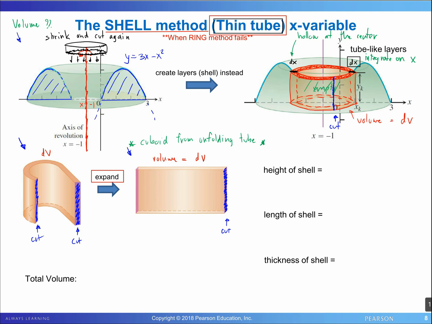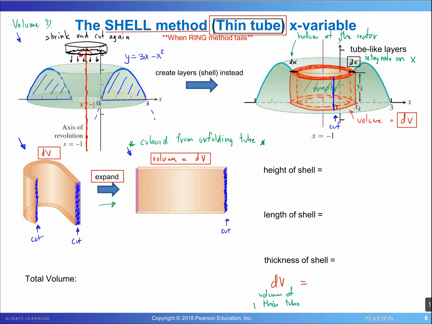And now we want to find this differential volume, dV. And same right here, and this one right here, same thing. We want to know what dV is equal to. And dV is the volume of one thin tube. Now let's move back to this flat cuboid right here.